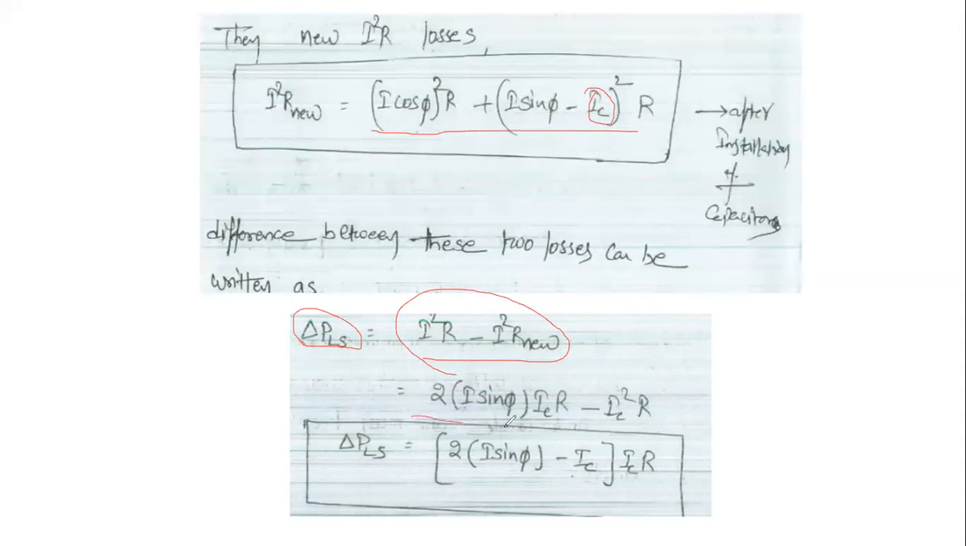Then in this equation we take the IC R term common. By taking that IC R term common, we obtain delta P loss, the change in the power loss when we install the capacitor, which equals 2 into (I sin phi minus IC) into IC R. This is the change in the power losses when the capacitor is installed in the system. Clear?